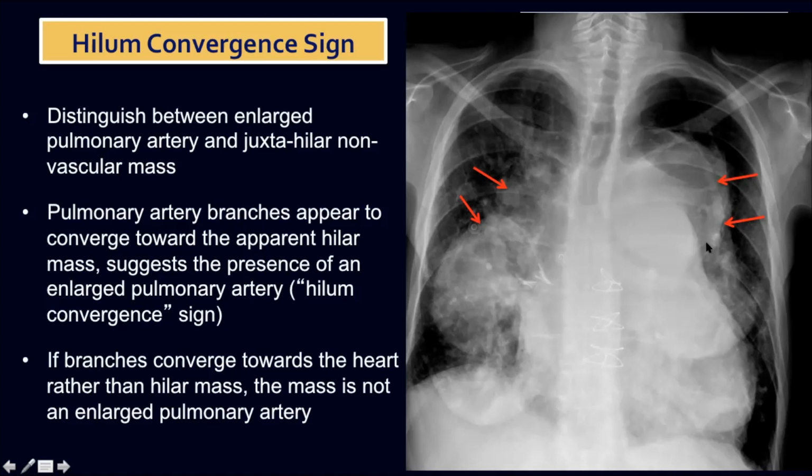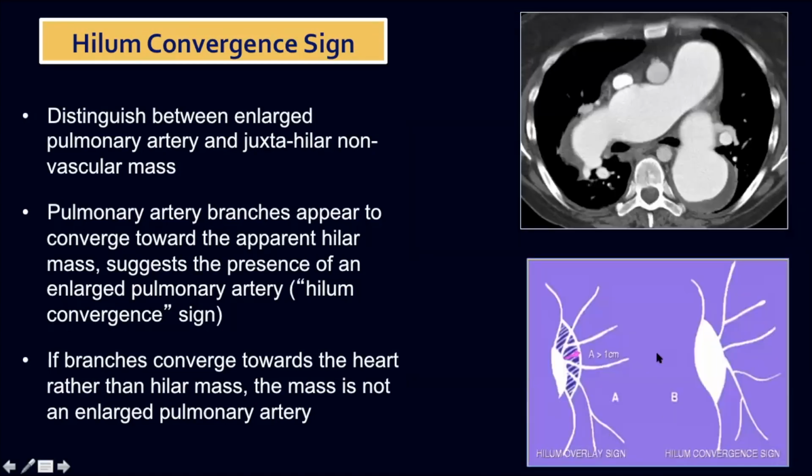and juxtahilar non-vascular mass. So in this case, you can see the pulmonary artery branches appear to converge towards the apparent hilar mass, suggesting that this is an enlarged pulmonary artery. So you don't see the vessels coursing through the mass, they're converging on the mass. And this is better shown here in the schematic diagram. You can appreciate the difference between these two signs.